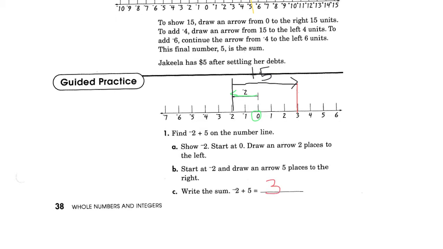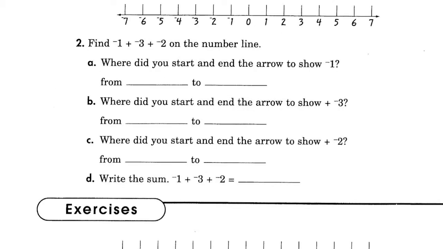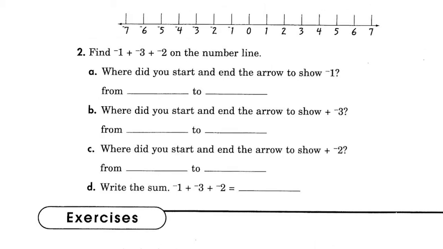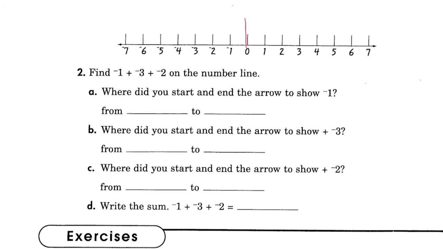Make sure you fill out this guided practice before going on to the next page. All right, it says find -1 plus -3 plus -2 on the number line. Where did you start and end the arrow to show -1? Well, we're going to start at 0 because that's where we always start. We're going to go to -1. So we started at 0 and we went to -1.